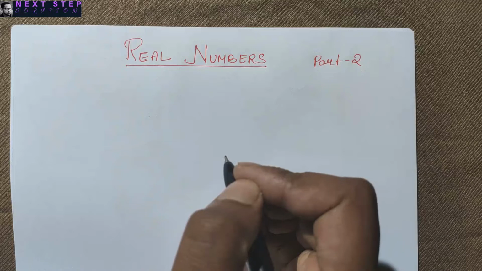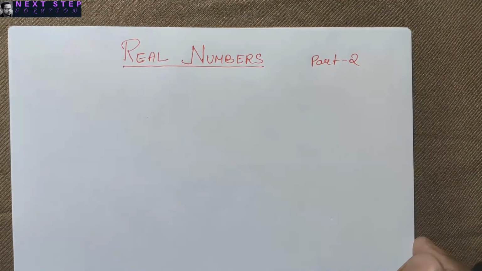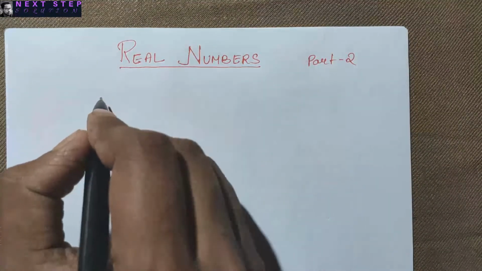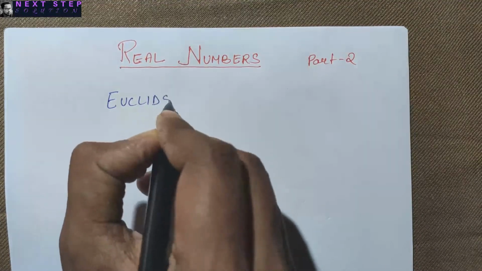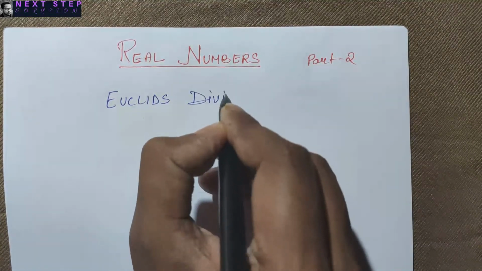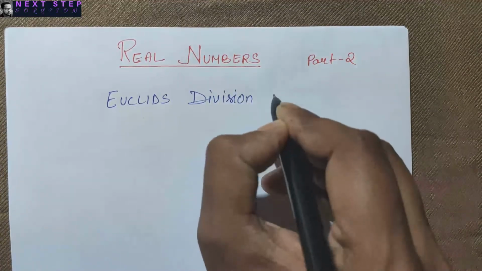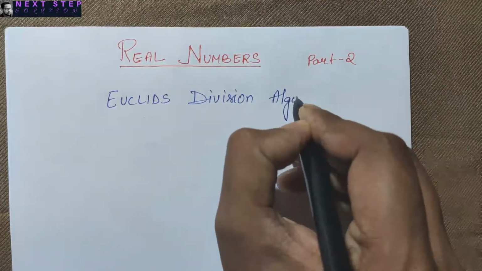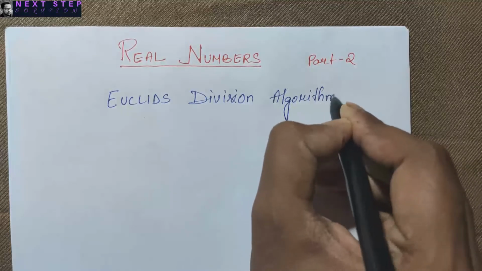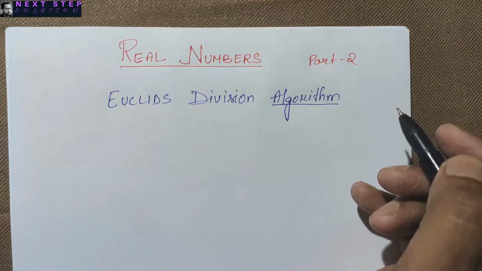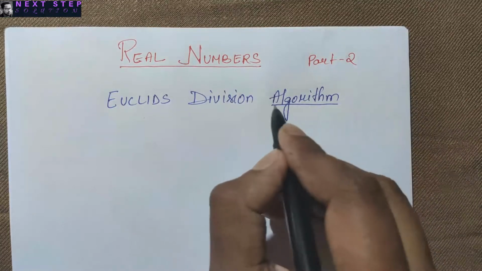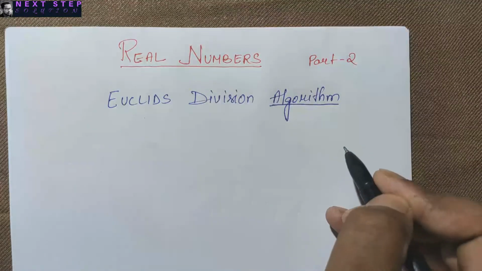Alright, today we are doing real numbers part 2. Here we are going to learn about Euclid's division algorithm. Now, what is an algorithm? Algorithms are steps that are used to solve a particular problem.